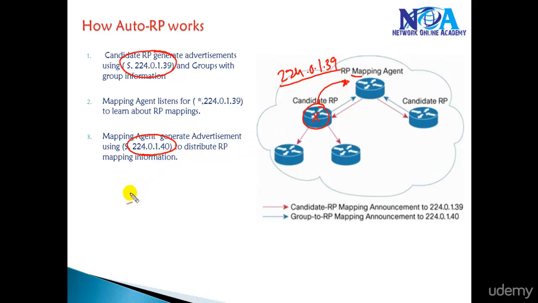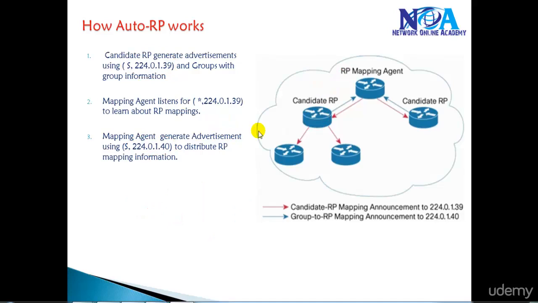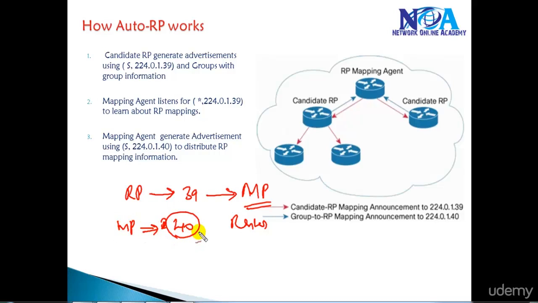So the RP is going to advertise its information on 224.0.1.39, and then the mapping agent is going to advertise on 40. All the remaining routers listen on 224.0.1.40, and the mapping agent is going to listen on 224.0.1.39. That's a very simple and straightforward concept where the RP will advertise its own information on the 39 multicast address, and the mapping agent is going to listen on this particular address. Then all the remaining routers are going to listen on 224.0.1.40, where the mapping agent provides the RP information, and all the remaining routers in the PIM domain listen on this particular address.